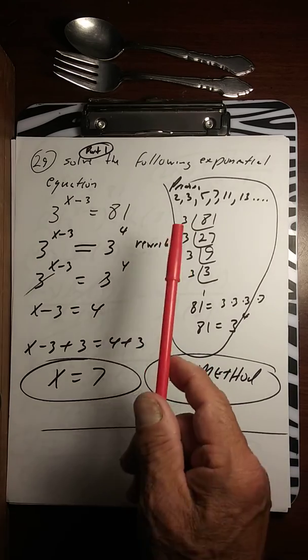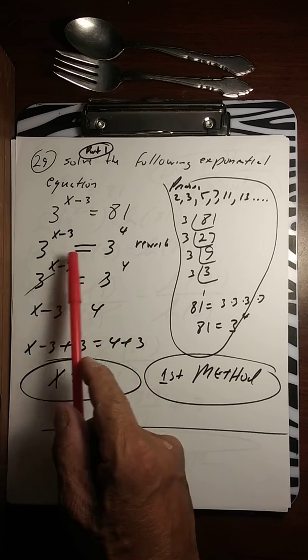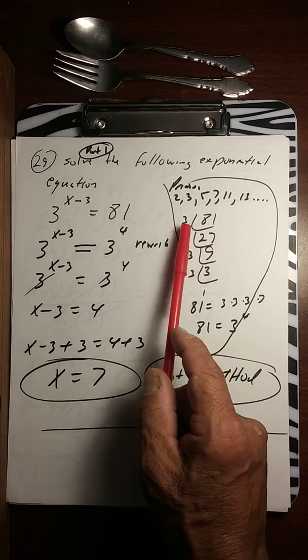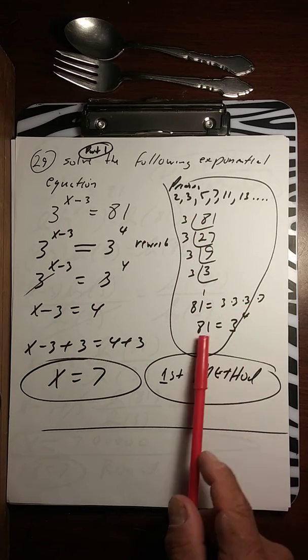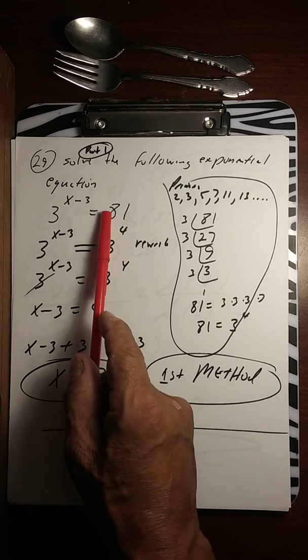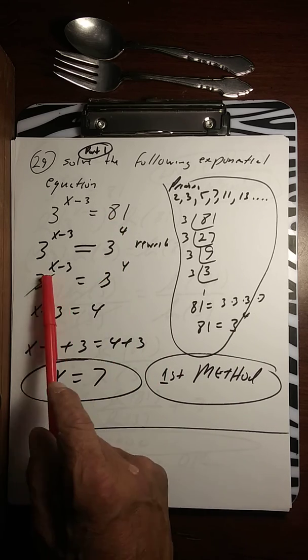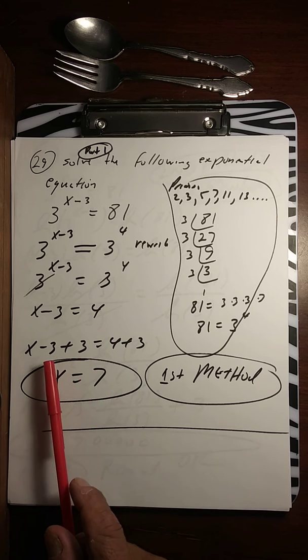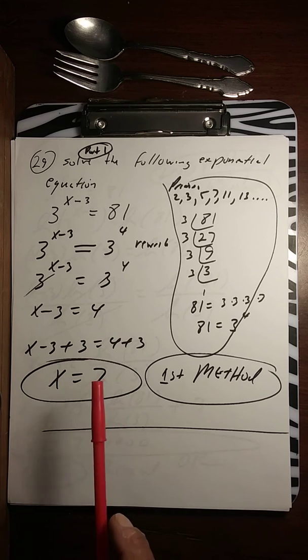Solve this equation. Two ways. Method 1. Rewrite it. 81 is 3 times 3 times 3 times 3, or 81 is 3 to the 4. 3 to the 4 is this one. So the 3's are matching. Get rid of them. x minus 3 is 4. Add 3, so x must be 7.